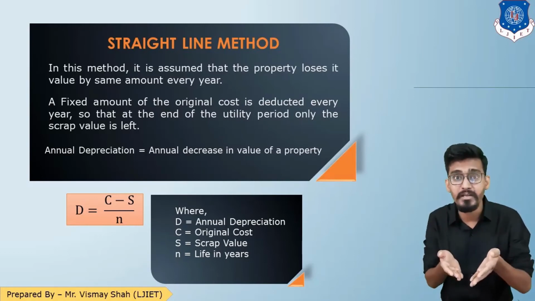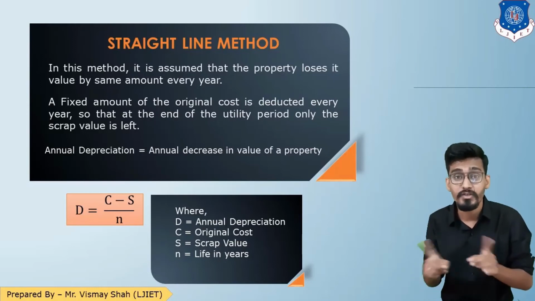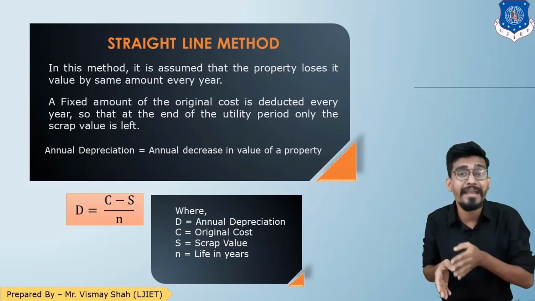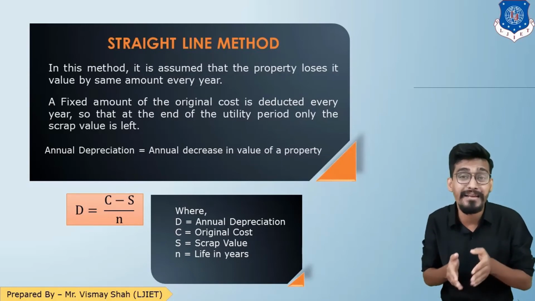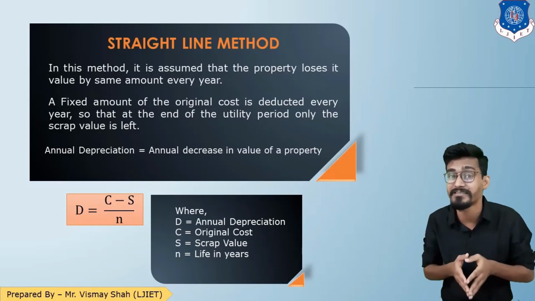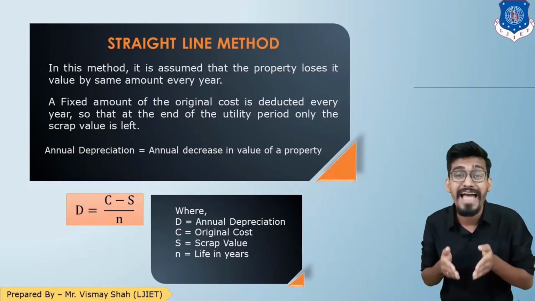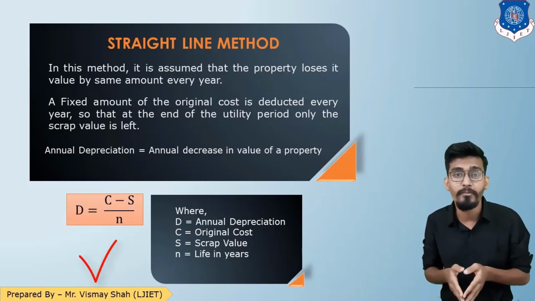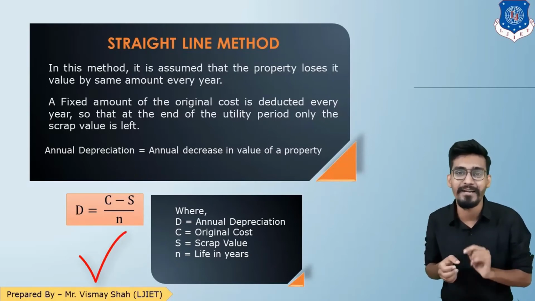It is the depreciation: you are starting from C, the original value, and you are ending at S, the scrap value. So the difference between them is the depreciation. But now I am looking for annual depreciation. For that, I have to divide C minus S by N, where N is the number of years. So you'll have your formula: annual depreciation equals C minus S divided by N.